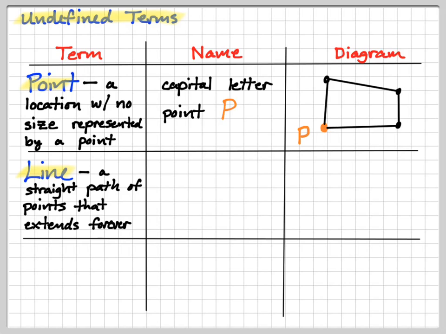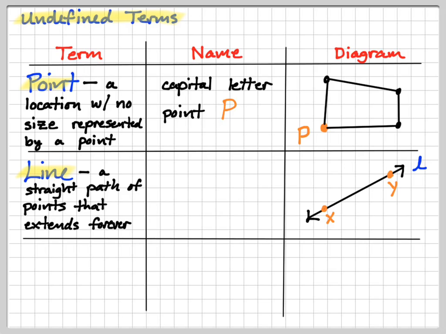The second term, lines. A straight path of points that extends forever. I'm going to go ahead and draw a diagram over here on the right. Draw a line. Put 2 points on it. We'll call the point 1 X, point 2 Y. Make sure you have arrows that extend in both directions forever. And I'm also going to put this lowercase cursive L up here in the upper right.